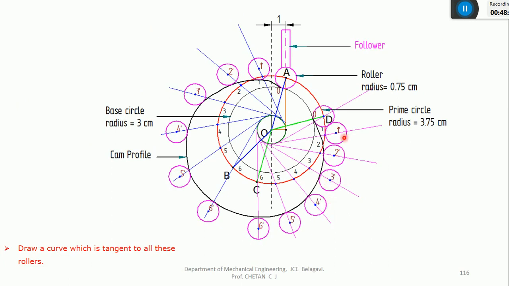So this is the completion of a cam profile for offset follower, and you just indicate all the namings. That is a cam profile, a base circle with a radius of 3 centimeter, and the prime circle. This is a red color one, the radius of 3.75. Again, the roller as 0.75, and this is the follower. And one more important thing, you have to indicate this offset distance between the follower axis and the center of the prime circle or the base circle.